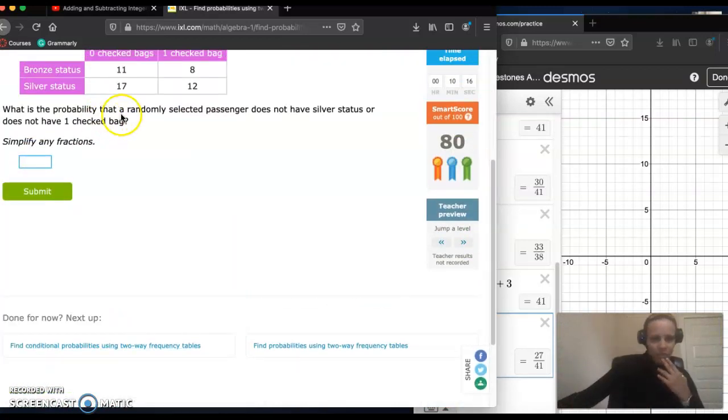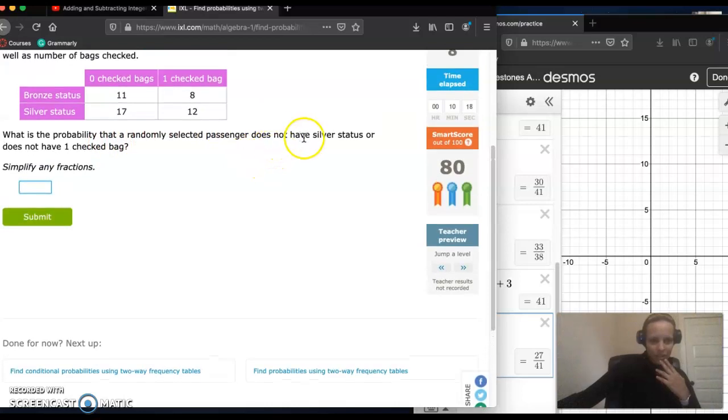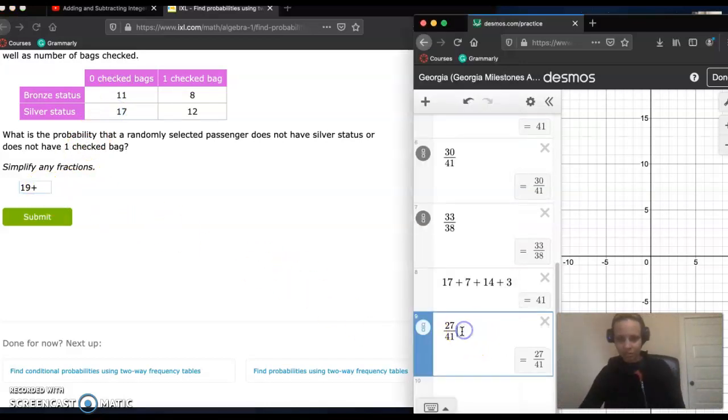All right, what's the probability that a randomly selected passenger does not have silver status or does not have one check back? So "or" means I'm adding, right? So does not have silver status. So this would have silver status, so does not would be 11 and 8, which would be 19. I'm just going to keep that number here real quick. And then, or does not have one check back. So this is would have one check back, does not would be right here. But I already included the 11, so I'm just adding that 17. So 19 plus 17.